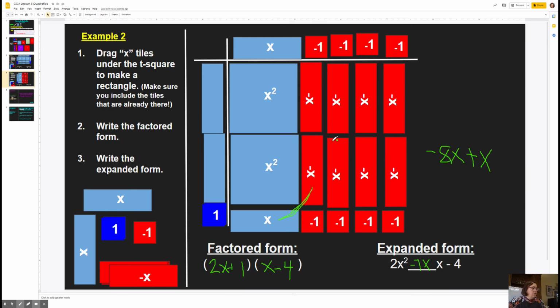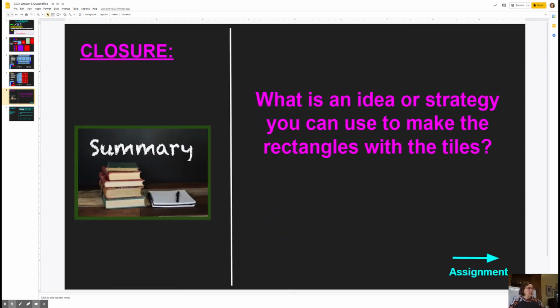If I had filled in with positive x's here, right, and then this one would have had to have been a negative, and a negative times a positive up here would not have given me these -4s. So I knew I had to play around with both the positive x's and the negative x's to make it work. And that is really all you're going to do today. So here is your closure. So what's an idea or a strategy that you can use to make sure that you've got those rectangles underneath that T-frame thing?